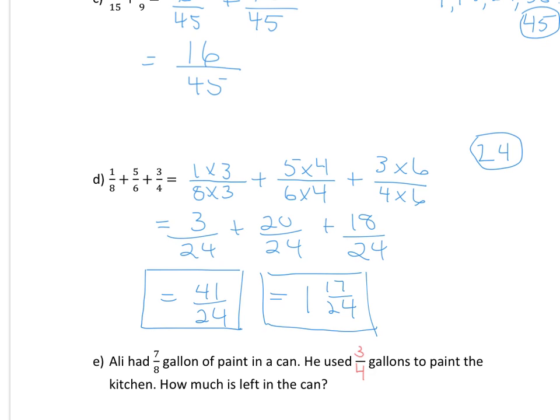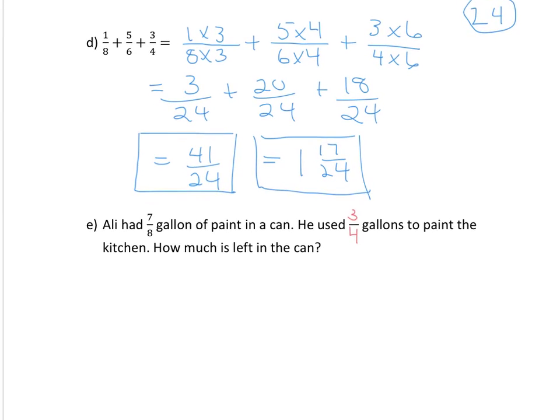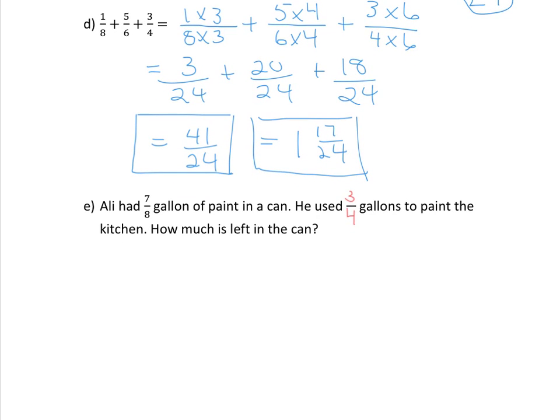And now we're going to look at a word problem here. Ali had 7/8 gallon of paint in a can, and he used 3/4 of a gallon to paint the kitchen. How much is left in the can? When you have a word problem, we're going to talk about an approach to take to them. One approach is to think about what you have. What information have you been given?